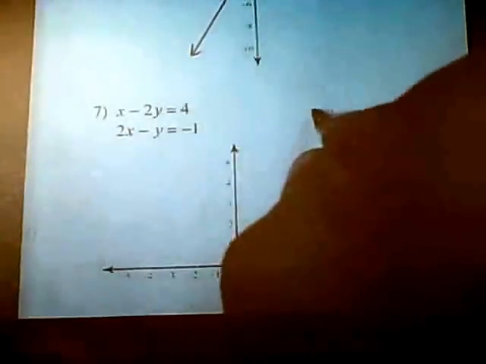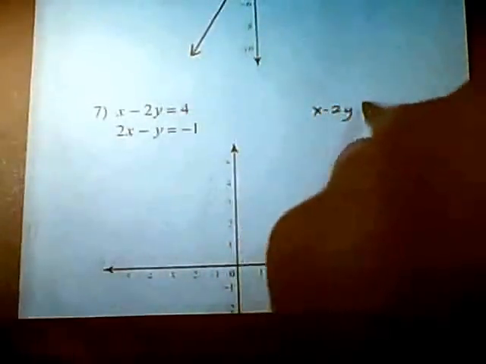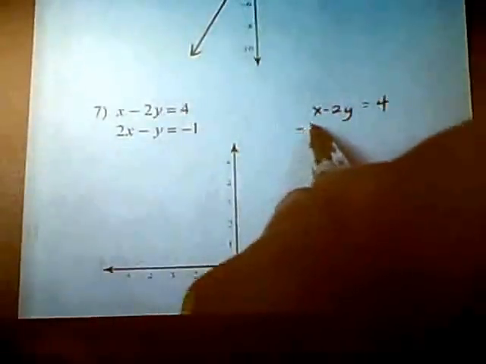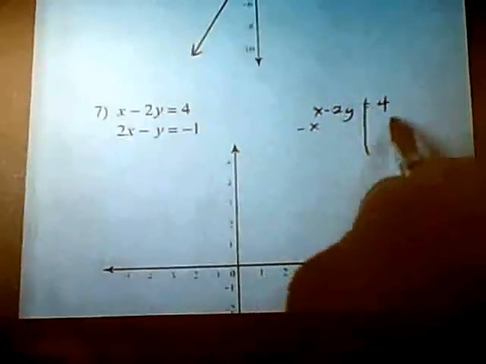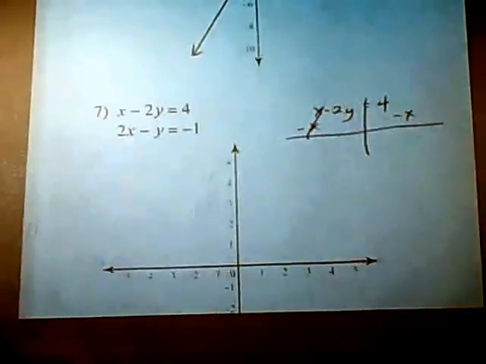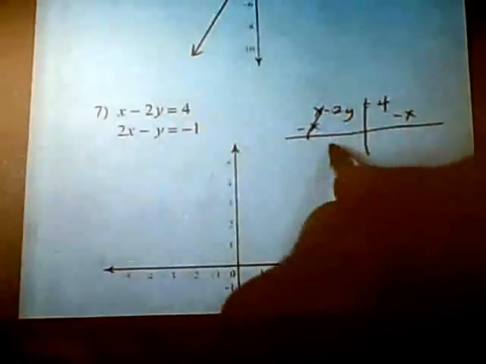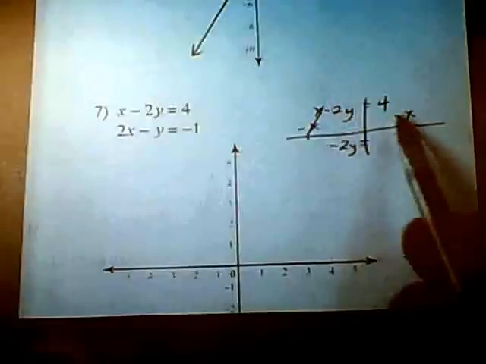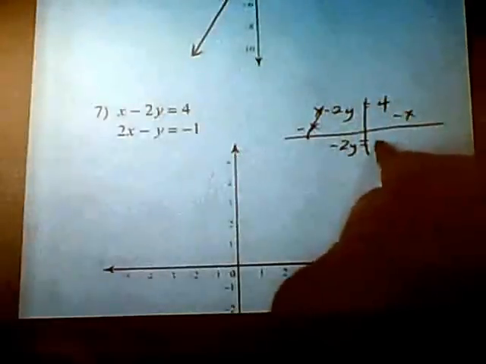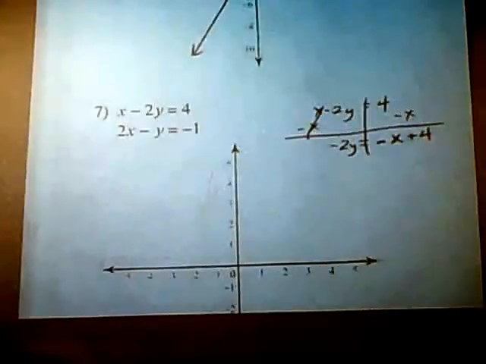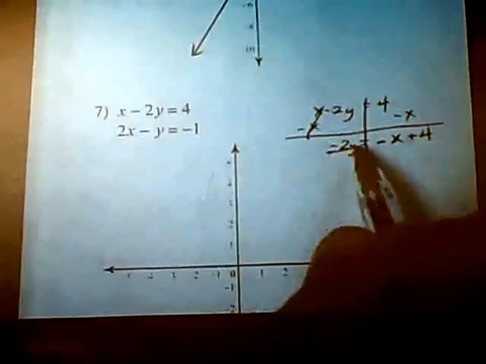So I want to solve it. So I have x minus 2y equals 4. I want to solve this for y. I'm going to subtract x from both sides. This cancels. Notice, and it leaves me with a -2y. Notice that I cannot combine those because those are unlike terms. So I'm just going to bring that negative x in front. And that's a positive 4. I'm bringing those down.